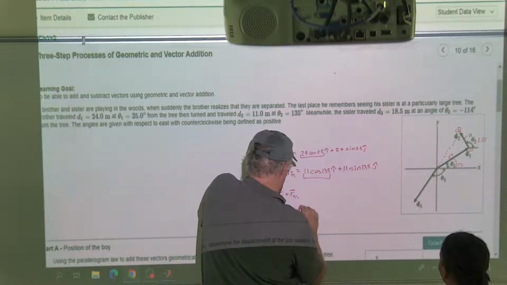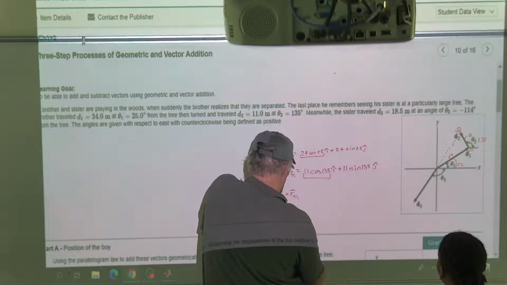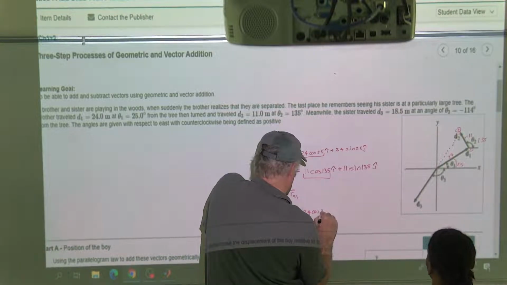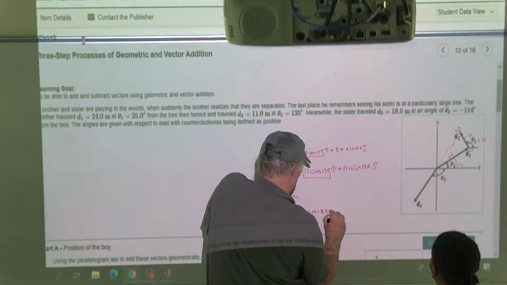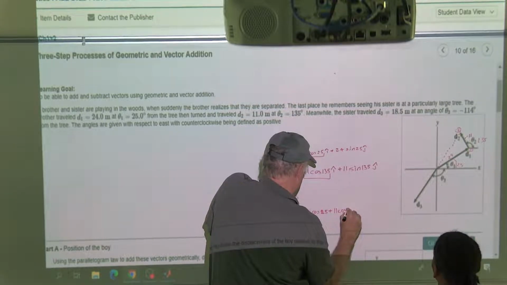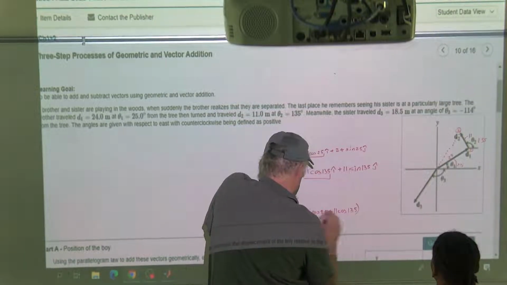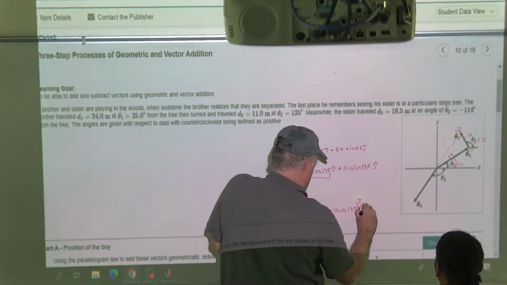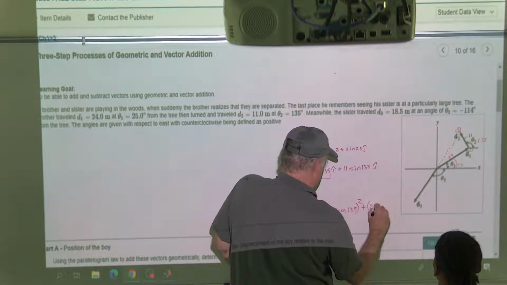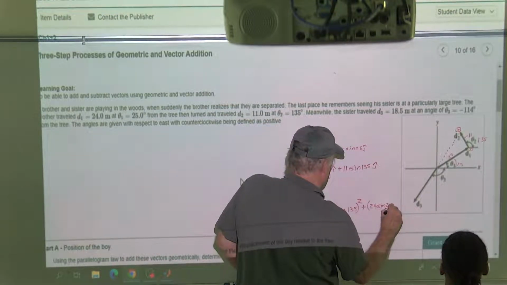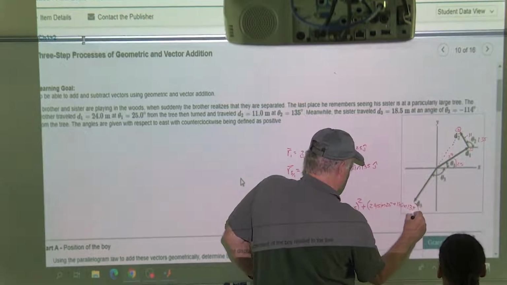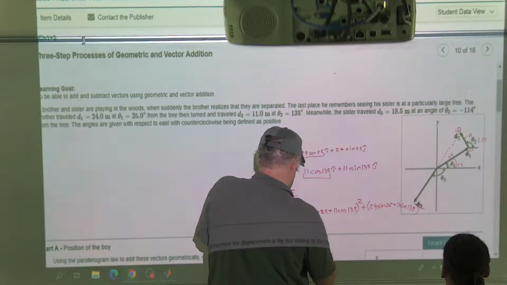So actually, if you're just looking for the distance, it would be 24 cosine of 25 plus 11 cosine 135. That would be the x distance because you're adding that, and then squared plus 11 sine 135, which will end up being positive, and then that'll be the distance.